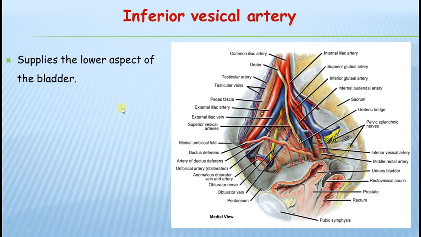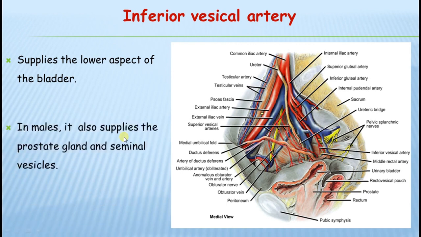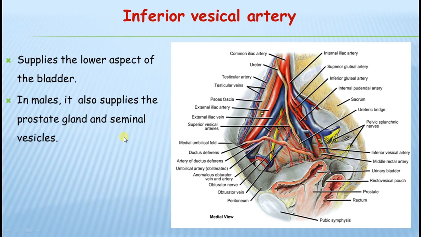Okay, this inferior vesicular artery mainly supplies the lower part of the urinary bladder, and in females it is represented as the vaginal artery. Apart from the lower part of the urinary bladder, it also supplies the ampulla of vas deferens, prostate gland, and seminal vesicles, and also the terminal part of the ureter.